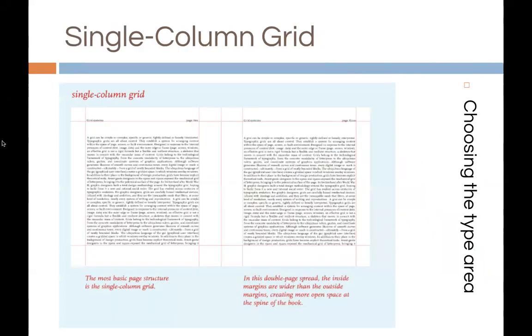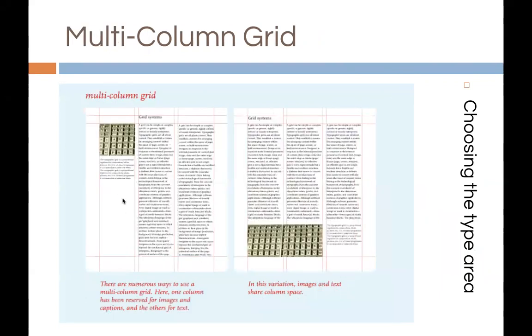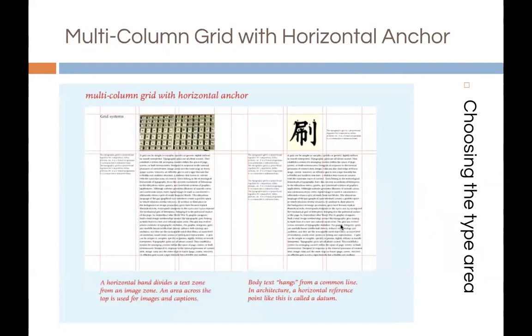So we have right here a single column grid, a multi-column grid, a multi-column grid with a horizontal anchor right here. And you'll notice, see how this column breaks the grid? So we've got one column and then we span two columns. Very interesting.